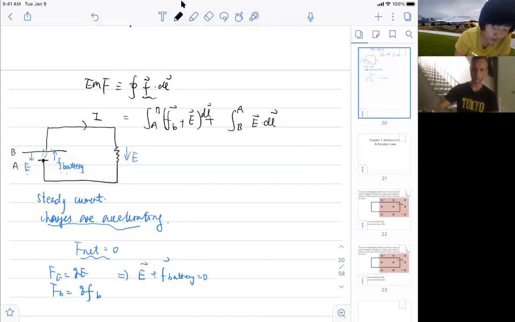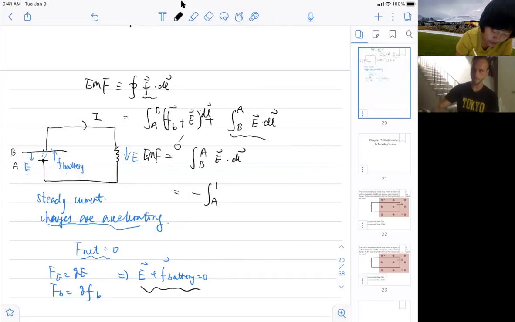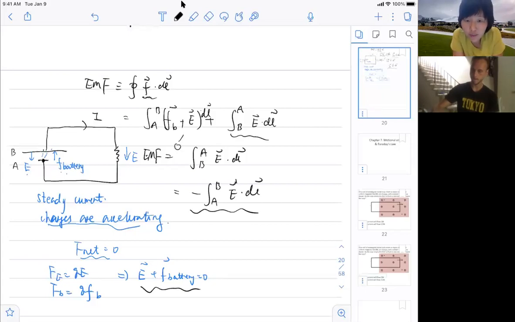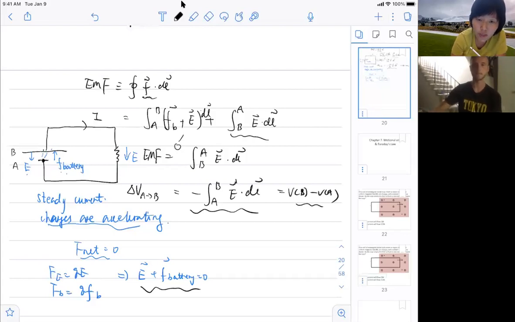We had just derived that within the battery, these two add up to be 0 because the charges are not accelerating. So this is 0. Then the EMF is really just going to be the integral from B to A of E dl. From B to A, we can rewrite that as negative the integral from A to B of E dl. And we're very familiar with this definition, right? Negative integral from A to B of E dl is really delta V, the potential between A and B. This is the potential VB minus VA, which is exactly the voltage of the battery.